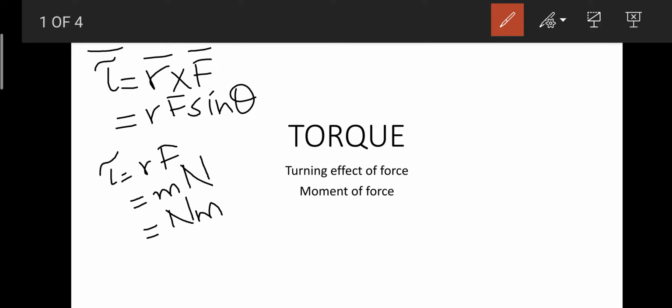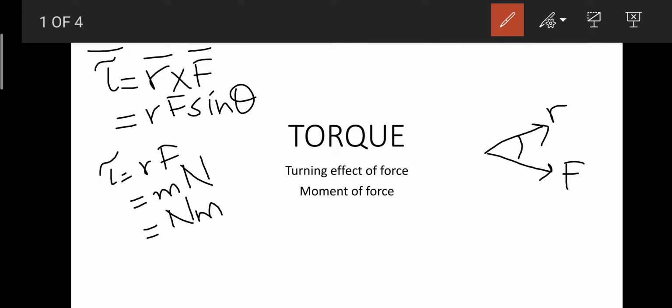Now, what about the direction of torque? Direction of torque is obviously calculated through the right hand rule. And how can we calculate it? Suppose this is the direction of r and this is the direction of f, and we are asked to get the direction of torque.